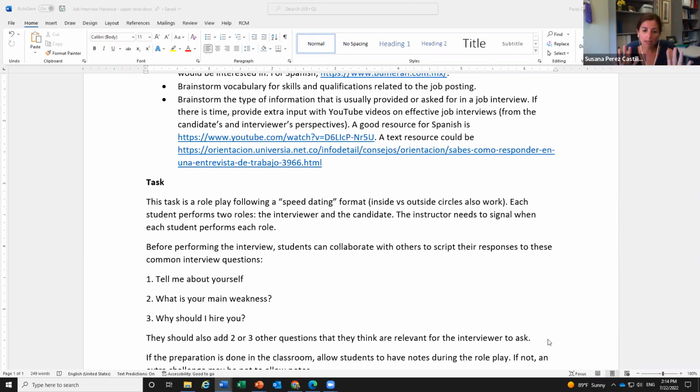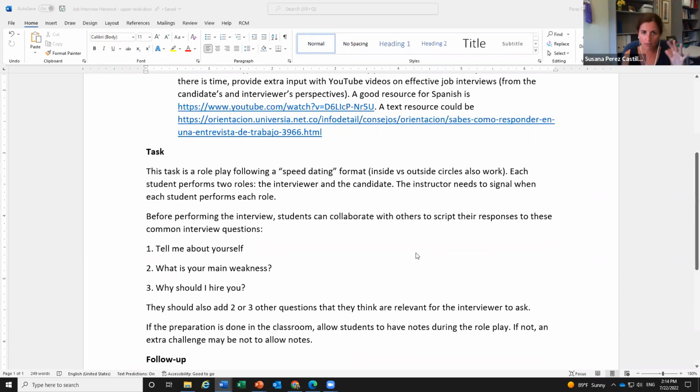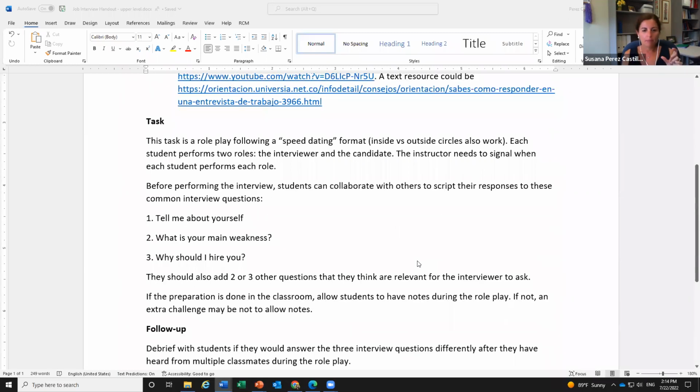In this activity, I have everybody perform two roles: the interviewer and the candidate. And I signal when everybody is supposed to be which person. And the interview questions that they prepare are these: the typical, tell me about yourself. I chose to word it like this; it could be something else.